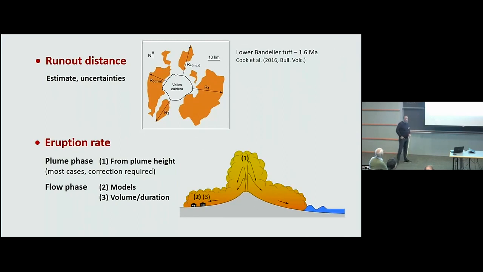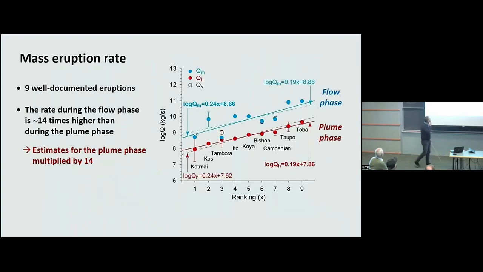Considering the eruption rates, it is most often given in the literature for the initial plume phase, and it is calculated from the plume height. So in that case, we had to make a correction to obtain the eruption rate for the flow phase, and I will explain this correction in the next slide. In fewer cases, we've got estimates of the eruption rate for the flow phase, either from models of emplacement of pyroclastic density currents, or considering mean values from the ratio of the volume of the deposit divided by the duration of the eruption. So now I'm going to explain how we made the correction.